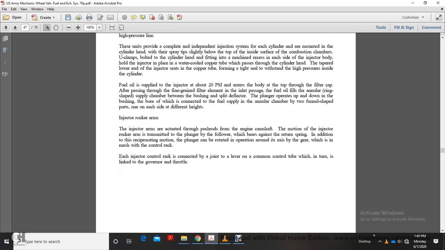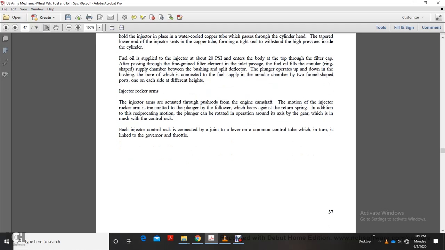of the cylinder. Fuel oil supply within the injector, at about 20 psi, enters the body at the top of the filter cap. After passing through the fine grade filter element inlet passage, fuel oil follows the angular or ring shaped supply chamber between the bushing and the split deflector. The plunger operates up and down in bushings, and the bore, which is connected with the fuel supply in the angular chamber, has two funnel-shaped ports, one on each side at different heights.